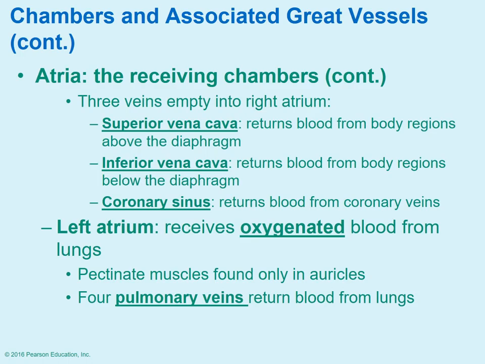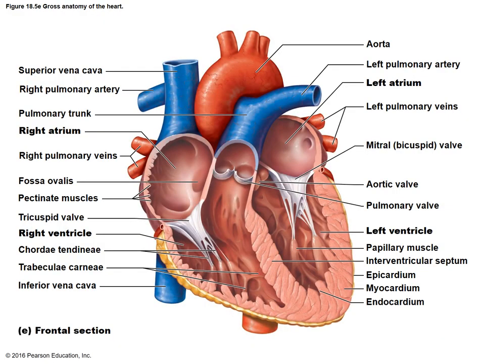Now the left atrium is receiving oxygenated blood from the lungs. So remember, the blood has already gone to the lungs and it's picked up more oxygen. And you've got the pulmonary veins, there's 4 of them. You've got 2 from the right lung and 2 from the left lung. So that's what's going to be draining into the left atrium as seen here.